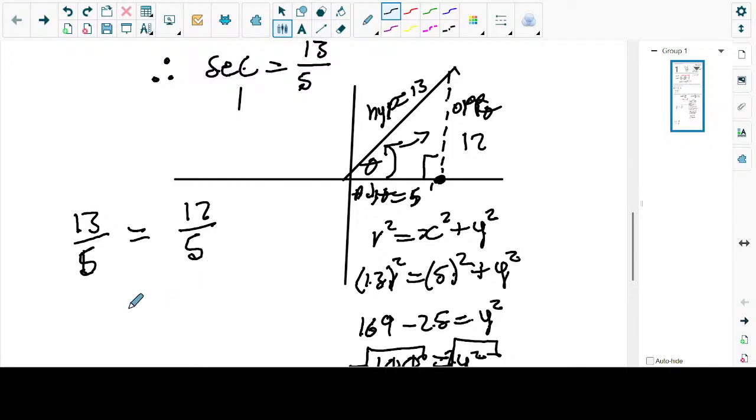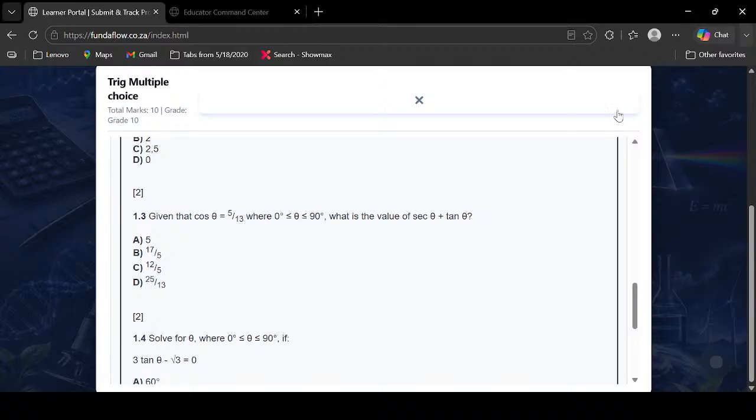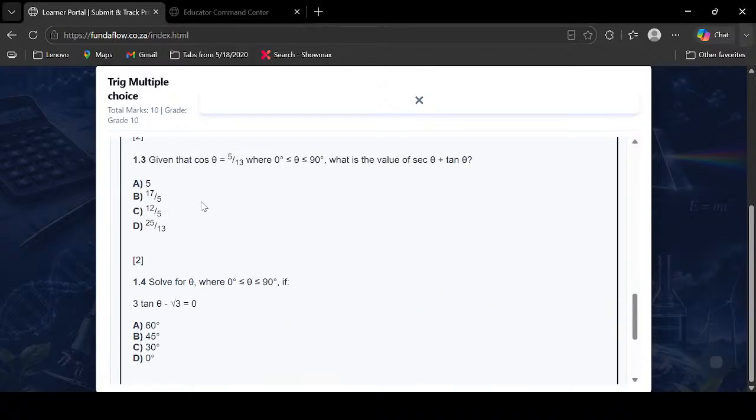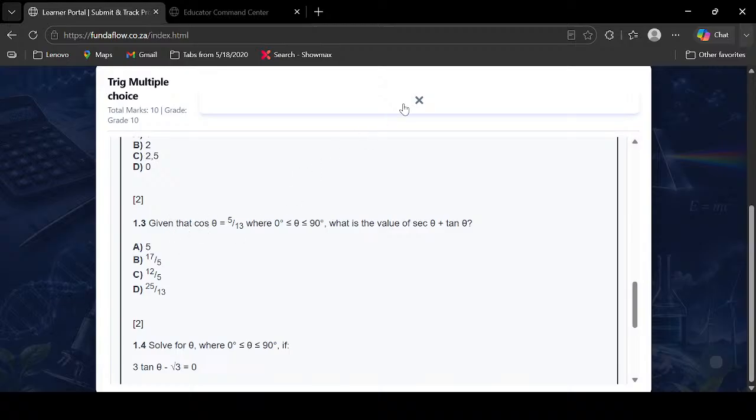So what do you have? You have 13 all over 5 plus 12 all over 5. Can we do the math? Yes. If the denominators are the same, you simply add the numerators. So 13 plus 12 is 25, 25 all over 5, which is 5. So we check which option is 5 on our Funda flow. Option 5 is A.